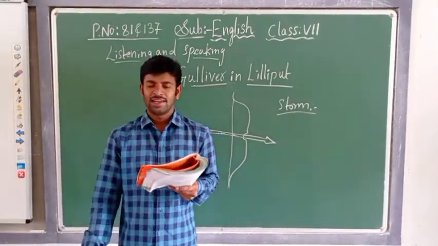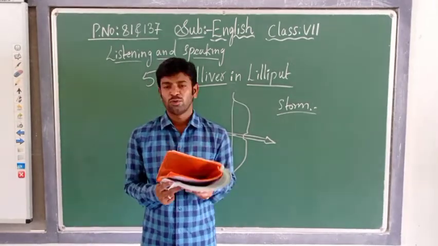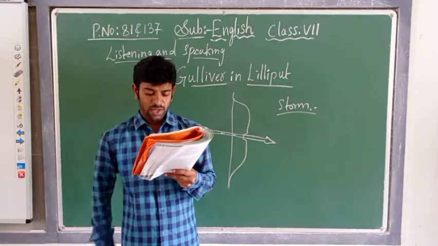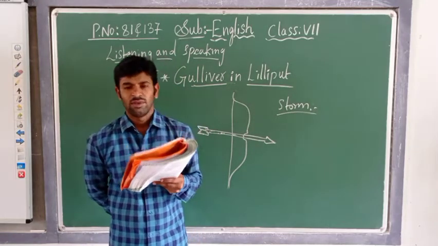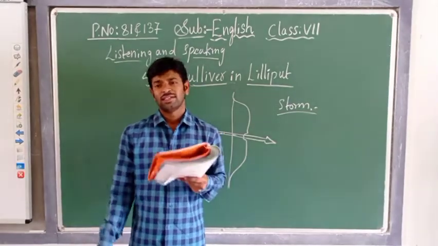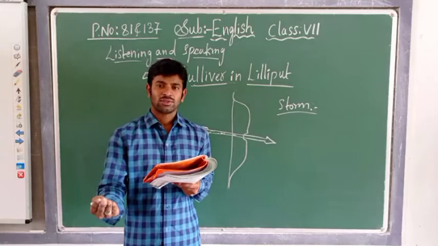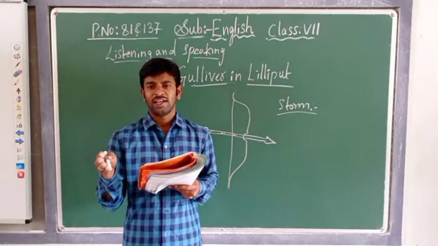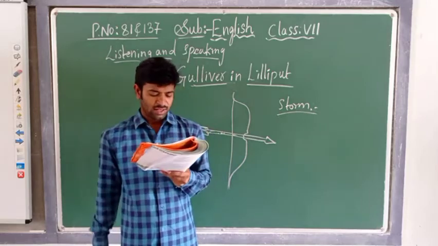Gulliver lay still. He did not get up from the ground. He did not move. After some time, the little people stopped shooting arrows at him. For a few minutes they shot at Gulliver, but later they stopped.